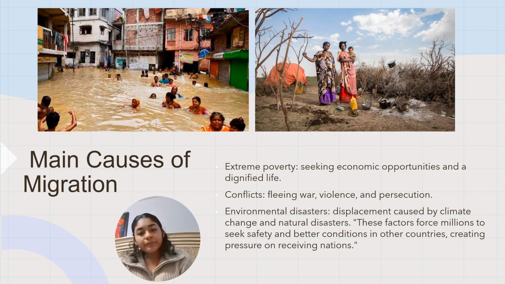So, to understand the migration dilemma, we must first look at the causes. In most cases, people migrate due to extreme poverty, conflicts, and environmental disasters. These factors force millions of people to seek safety and better conditions to live in other countries, creating this pressure on the receiving nations.